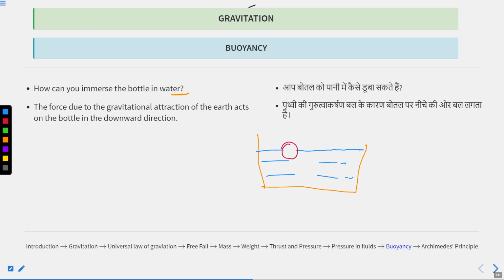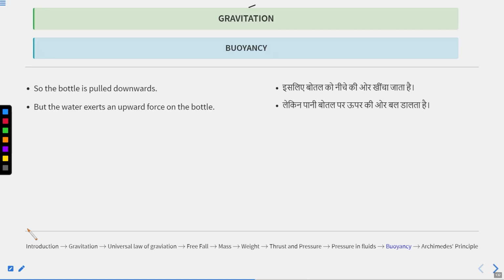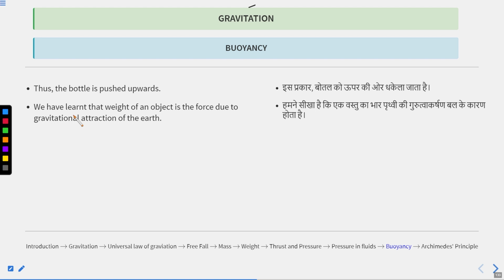Okay, this is your ball. You are applying force. Gravity is also pushing it in a downward direction, but you are feeling an upward force because of water. The water exerts an upward force on the bottle or the ball. So the water is applying an upward force higher than your applied force and gravity. Thus, the bottle is pushed upwards.